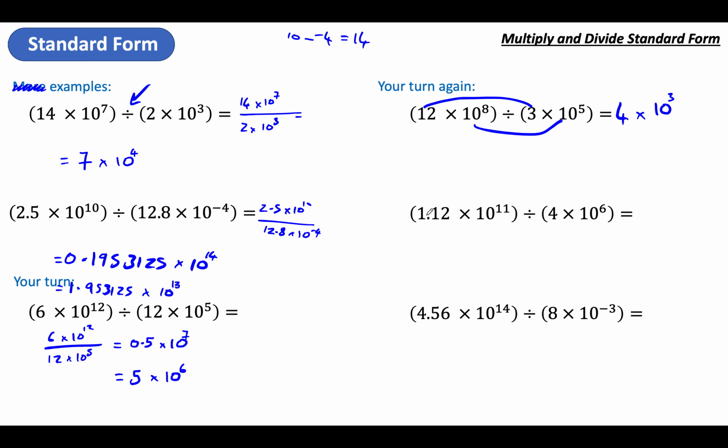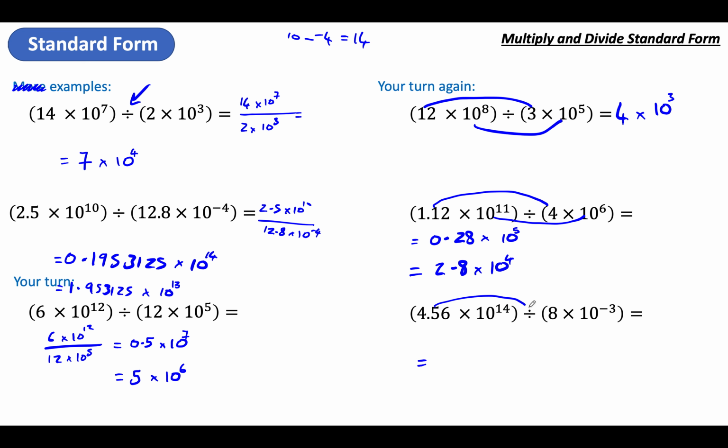Good. Right, this one, 1.12 divided by 4. Now I'm turning to my calculator for that one just for a bit of speed. Now that is 0.28 times 10 to the power of, well, 11 take away 6 is 5. So 10 to the power of 5. But this is not in standard form. It needs to be 2.8 times by 10 to the power of, my number got 1 bigger, so my power gets 1 smaller, always opposites, 2.8 times 10 to the power of 4.